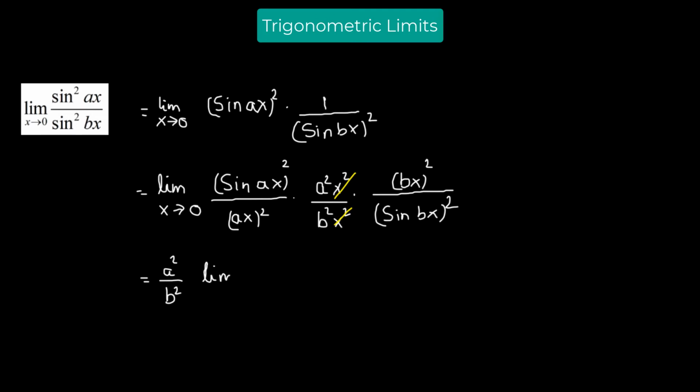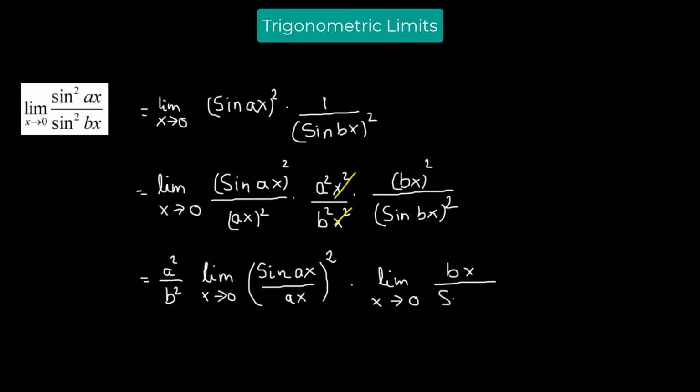So we have limit x tending to 0 sine ax over ax whole squared times limit x going to 0 bx over sine bx whole square. Now clearly the limit will be equal to 1.